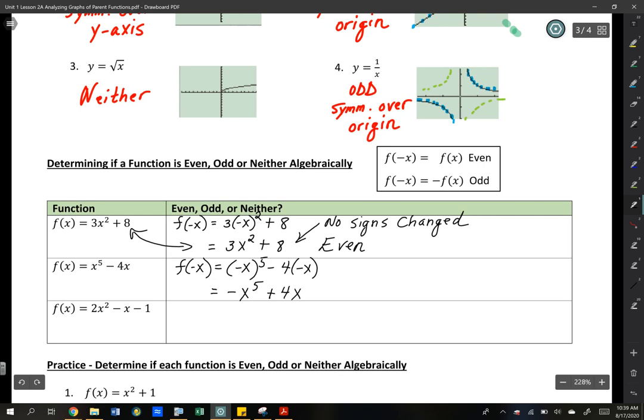Now let's compare. Here's our original. The first term was positive, the second term was negative. Once we put the negative x in, the first term changed to negative and the second term changed to positive. So every sign changed. So that means this one is odd. Every sign changed. So this is odd. All right, let's try one more.